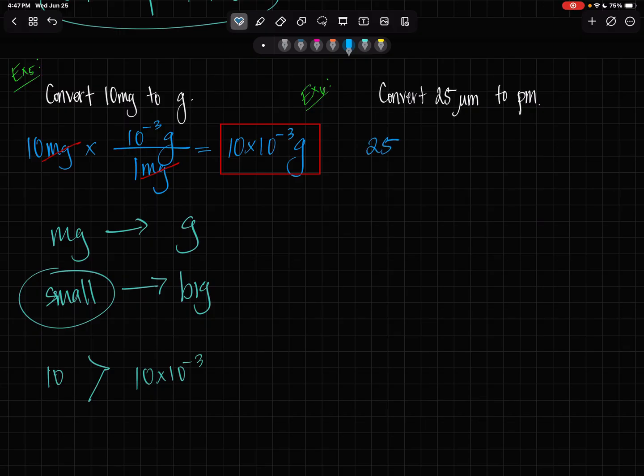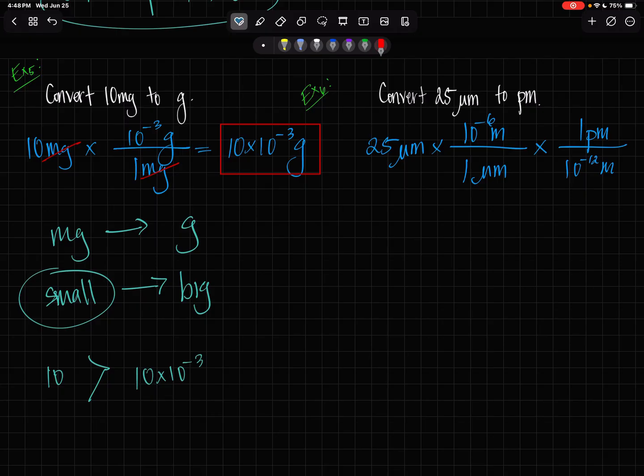Convert 25 micrometers to picometers. This one you have to go 2 steps. You got to go from micrometers to meters and then from meters back to picometers. Okay, so let's go ahead and do that. Let's make sure our units cancel out. We have 1 micrometer equals 10 to the negative 6 meters. And let's go from meters to picometers. So we have 10 to the negative 12th meters equals 1 picometer.